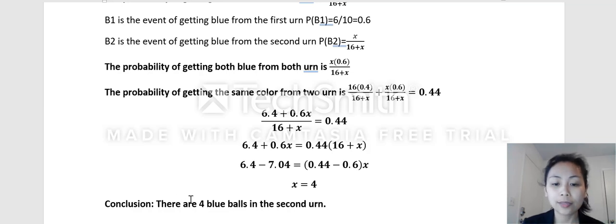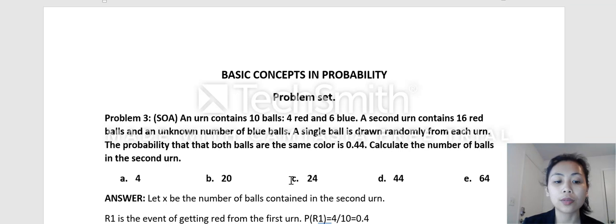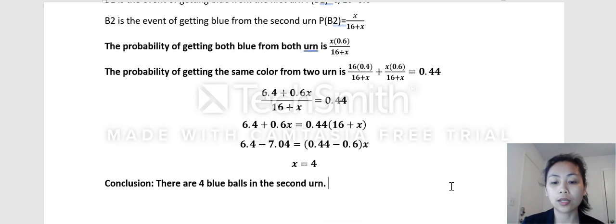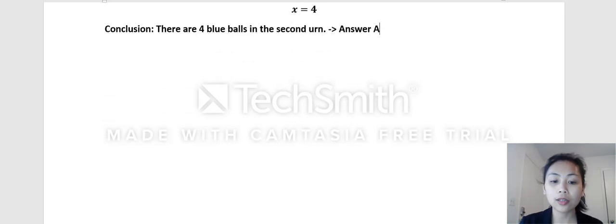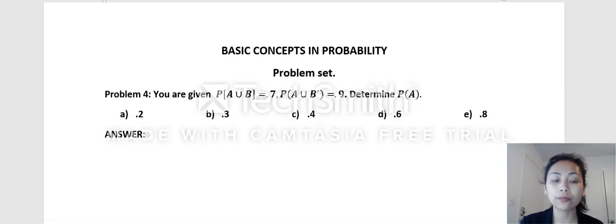Okay, so that is problem number 3. So let's look at the answer key. So the answer is A. You see the answer is A. Answer A. Now let's look at the next problem.